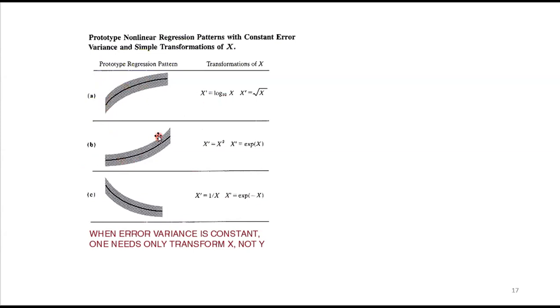This one here, it's bending upwards. You might try, therefore, regressing y not on x, but on x squared, or since it could be even an exponential of x. And this guy here, you could do 1 over x, either reciprocal or exponential of minus x.